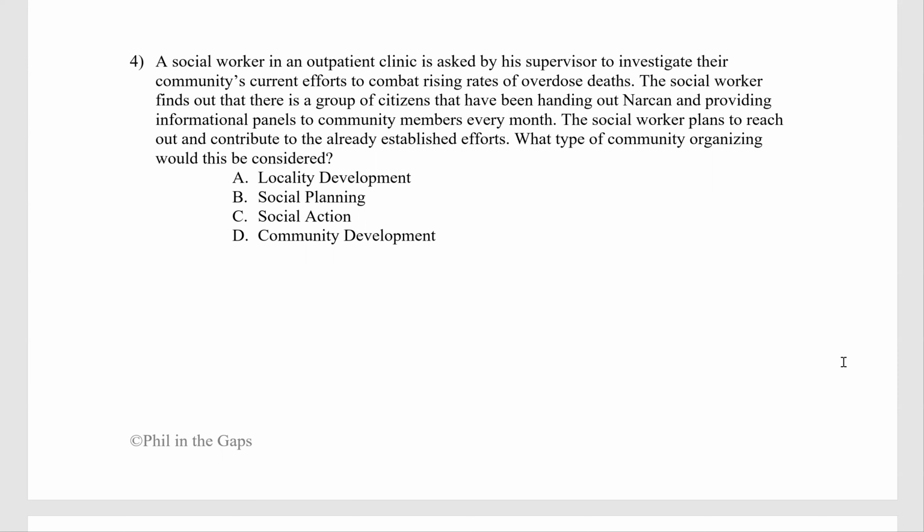A, locality development. B, social planning. C, social action. Or D, community development. And when you have your answer, type the word coffee in the chat.